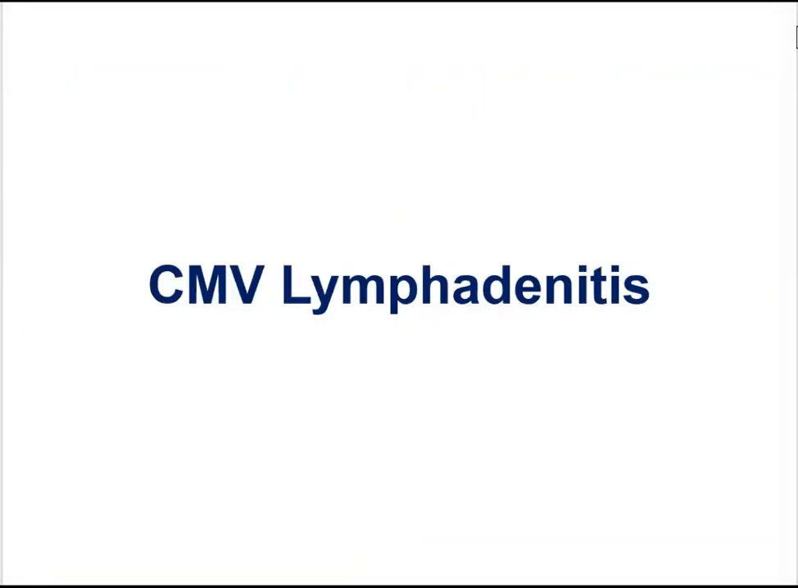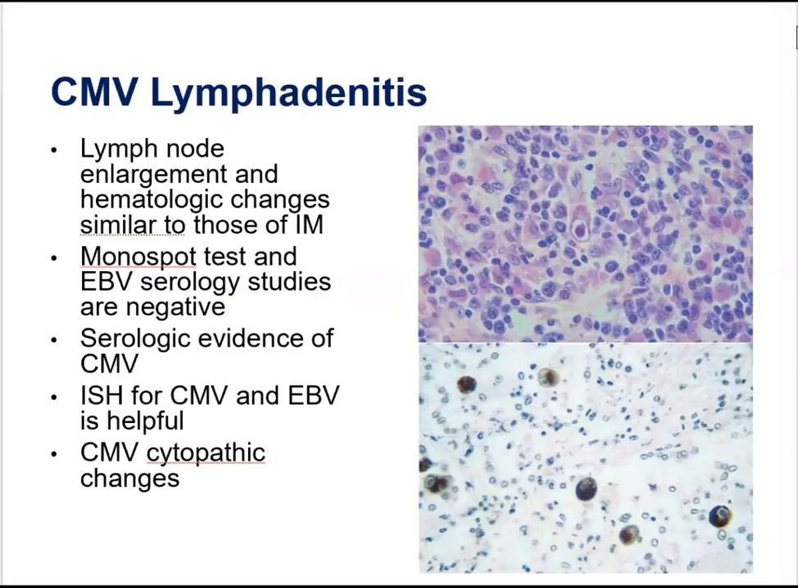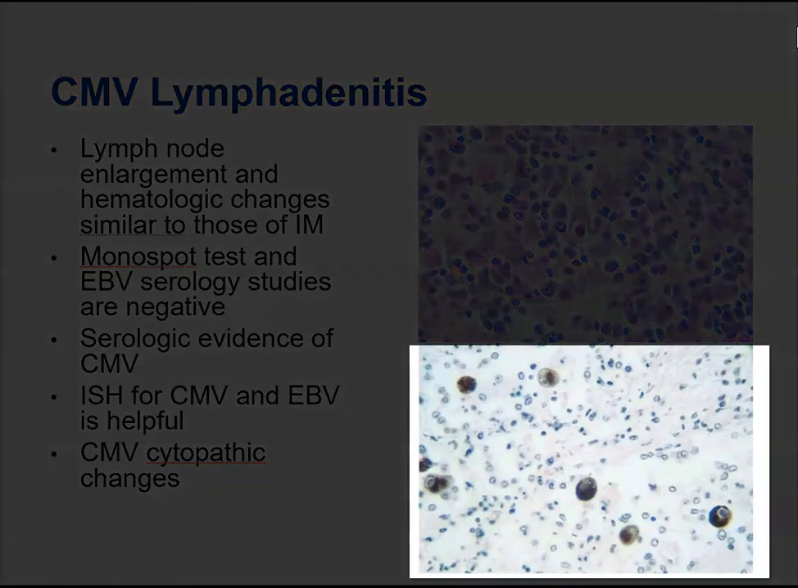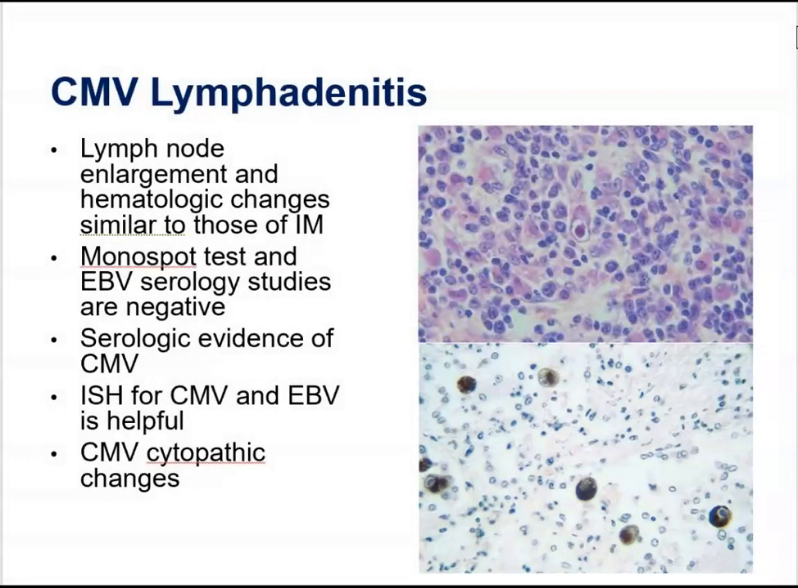Next, consider CMV lymphadenitis. The presentation is quite similar to infectious mononucleosis, except that this occurs in immunocompromised patients, and you may see CMV cytopathic effects, like this cell with nuclear and cytoplasmic inclusions. CMV infected cells can be easily identified by staining for CMV.